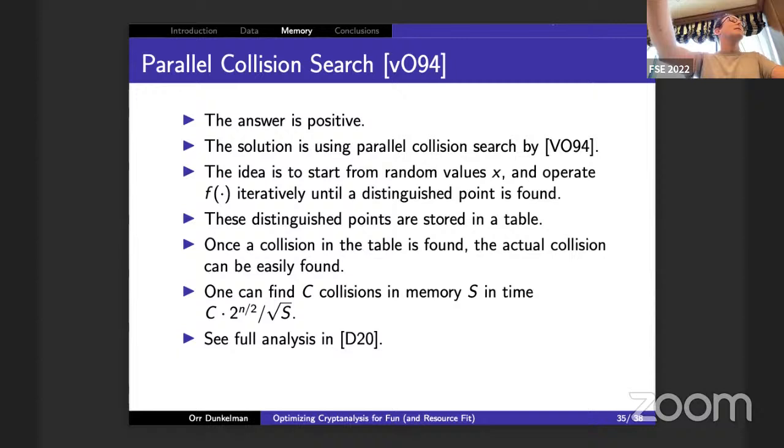And the more memory, the easier it becomes. Of course, you can store very large memory and use very short chains. And there are some trade-offs going on. And if you want to find C collisions with memory S, you can do it in time which is roughly C times 2 to the n over 2 over the square root of S. And you can see the full analysis in Itai's paper from Eurocrypt 2020.